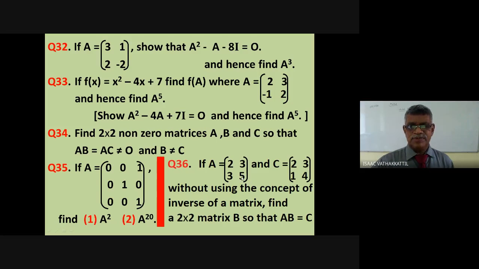Further, question 36. It is the same way as we have done earlier. A is equal to [[2, 3], [3, 5]] and C is equal to [[2, 3], [1, 4]]. Without using the concept of inverse of a matrix, find a 2 by 2 matrix B so that AB equal to C. You take the matrix B as the 2 by 2 matrix [[a, b], [c, d]] and proceed for that.